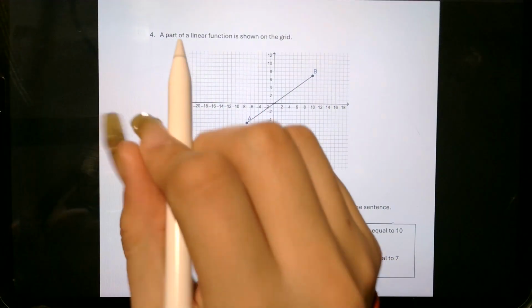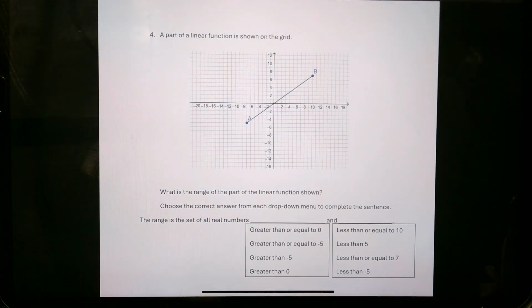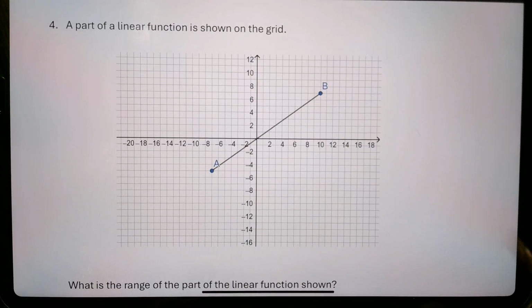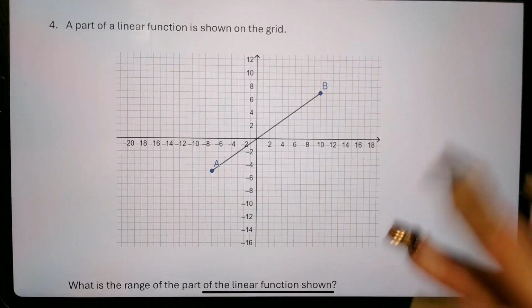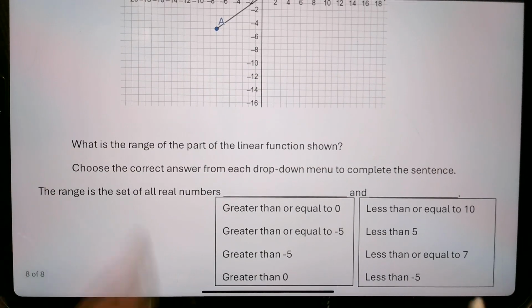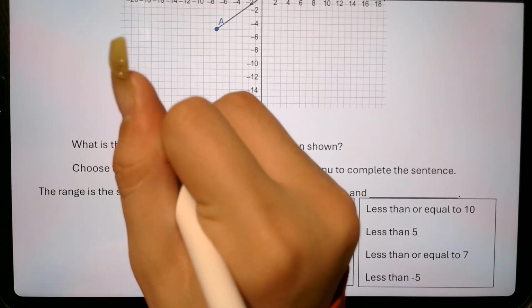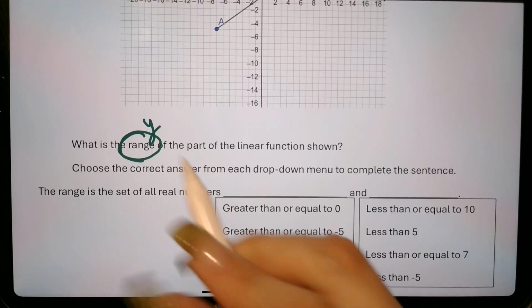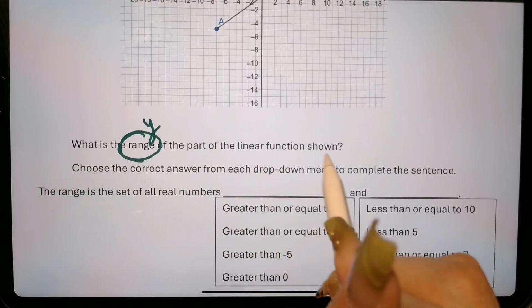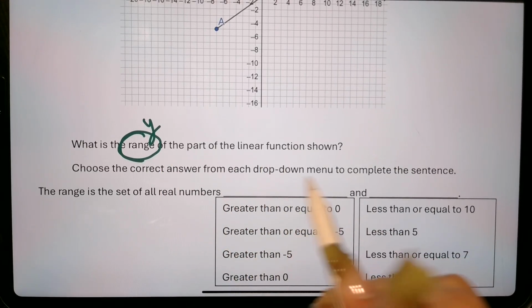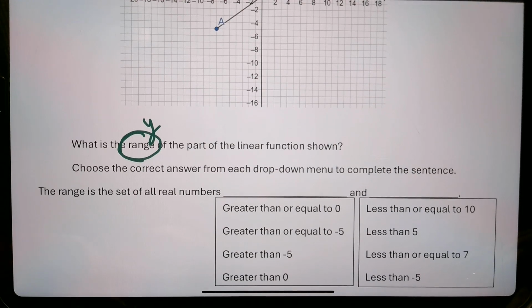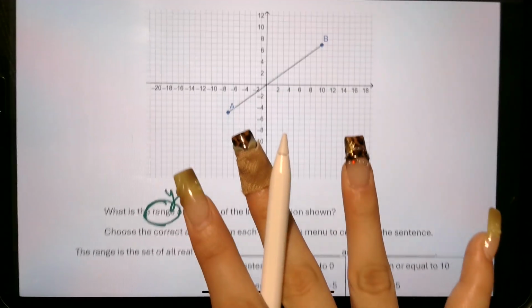And start with, a part of a linear function is shown on the grid. So here is some linear function. What is the range? So we're focusing on the y-axis of the part of the linear function shown. Choose the correct answers from each drop-down menu to complete the sentence. The range is a set of all real numbers, and then blank and blank. So let's figure it out.